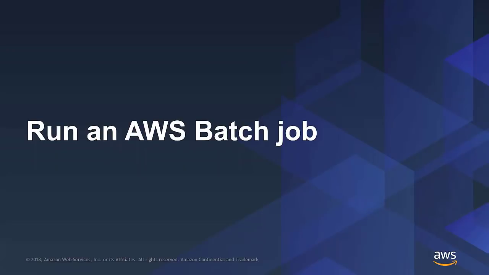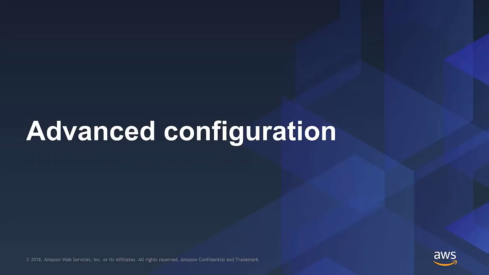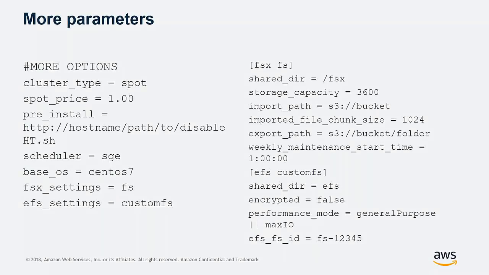So we have just seen how to run an AWS batch job using ParallelCluster. Now let's have a look at some more advanced configuration that you can use. So basically, these are more parameters that you can specify in your configuration file. For example, you can request spot. So you can request to run your cluster using spot instances. You can specify a spot price. This will be basically the maximum amount of money you will pay for every instance for every hour. You can also not specify it, and it will default to the on-demand price.